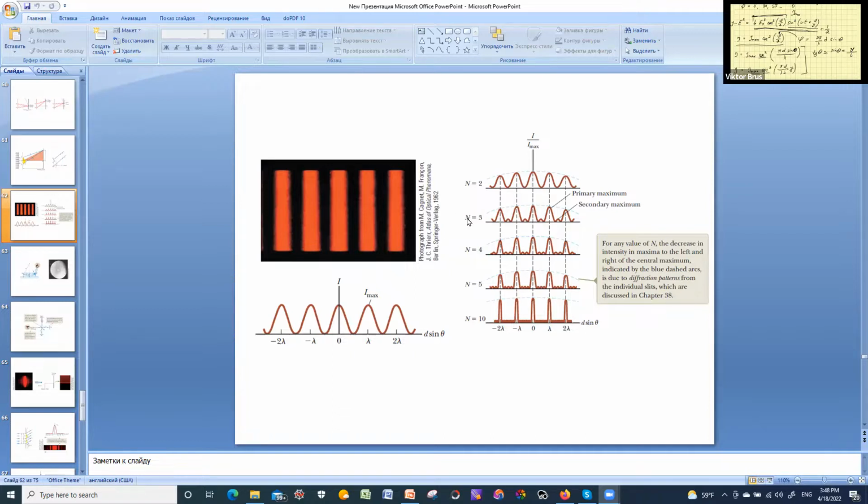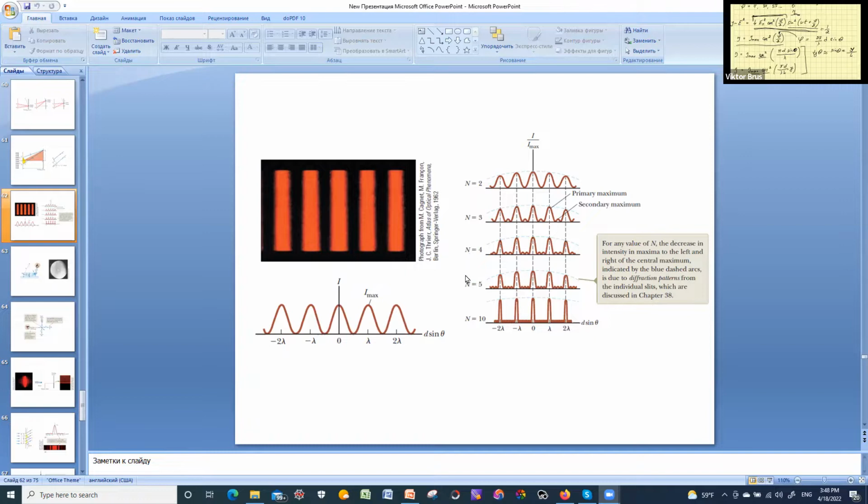So when we increase the number of slits, we get some minor maxima, like secondary maxima. We have primary maxima, which are at the same positions as previous maxima, and we get some secondary maxima, which are much, much lower in intensity.